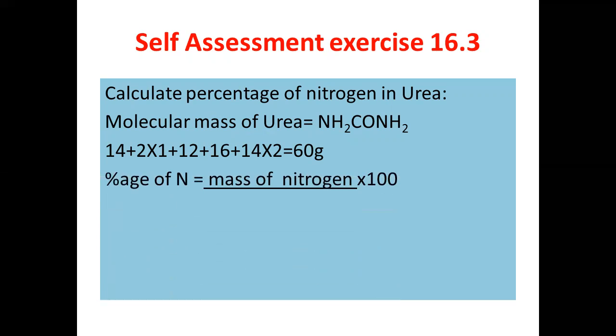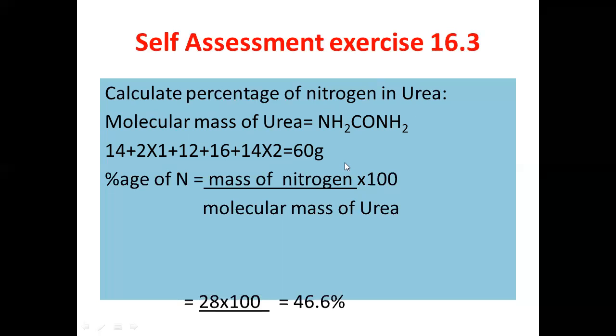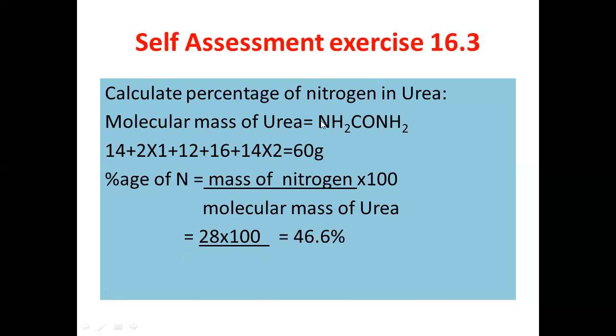Then the formula is: percentage of nitrogen is equal to mass of nitrogen multiplied by 100 divided by molecular mass of urea. As two nitrogen atoms are present in urea, and the atomic mass of one nitrogen is 14, 14 into 2 will give us 28. Molecular mass of urea is 60. So 28 into 100 divided by 60 will give us the percentage of nitrogen in urea, which is 46.6%. So by using this formula, we can find out the percentage of any element present in a compound.